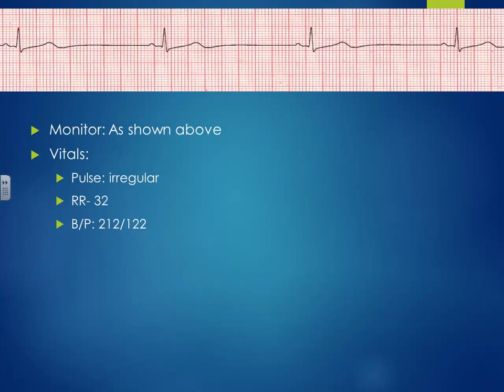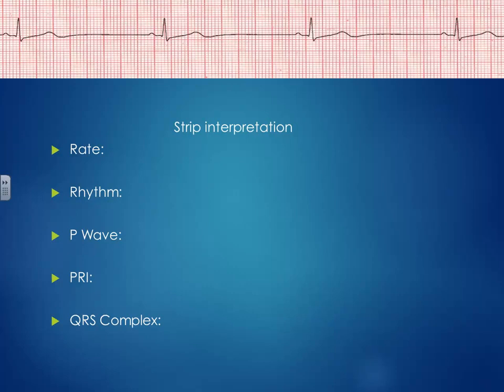The pulse should say regular. Respiratory rate is 32. The blood pressure is not right either. I forgot to change that. His blood pressure is going to be like 80 over 40. So what's your rate? 40 using the 6 second? What's your rhythm? What's your P wave? You got one? What's your PRI? Got about 0.2.